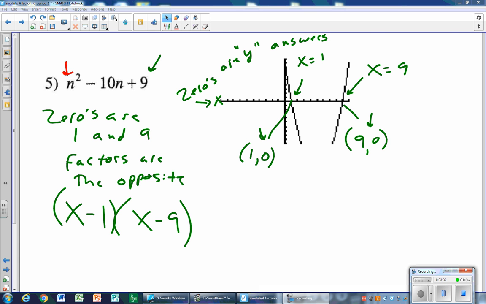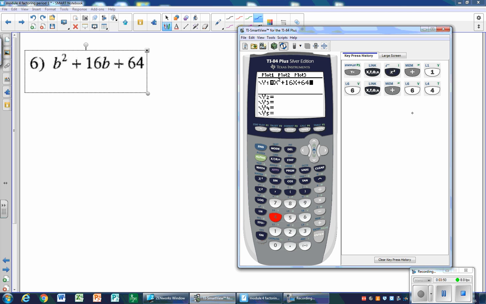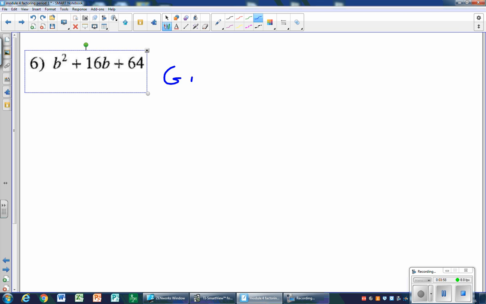Now let's take a look at one more problem. So here's the second problem, and it has an interesting feature to it. I hit the y equals key, and I type the equation in. Now, I hit graph. So step number 1 is y equals. Step number 2 is graph.